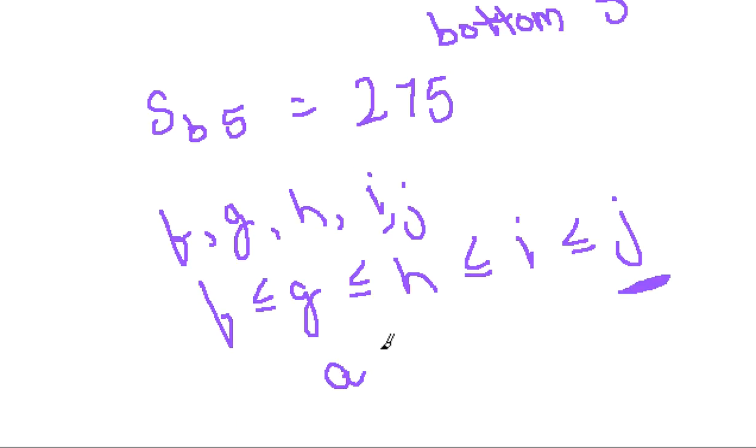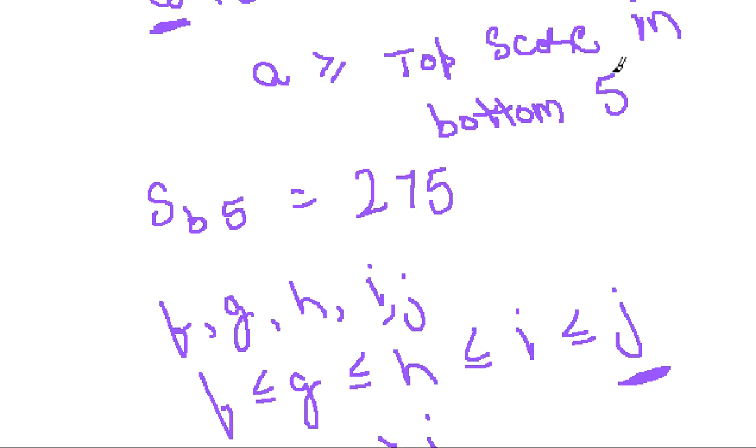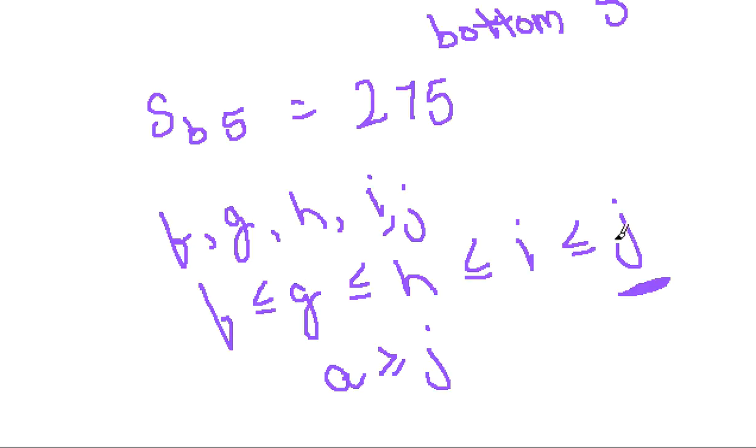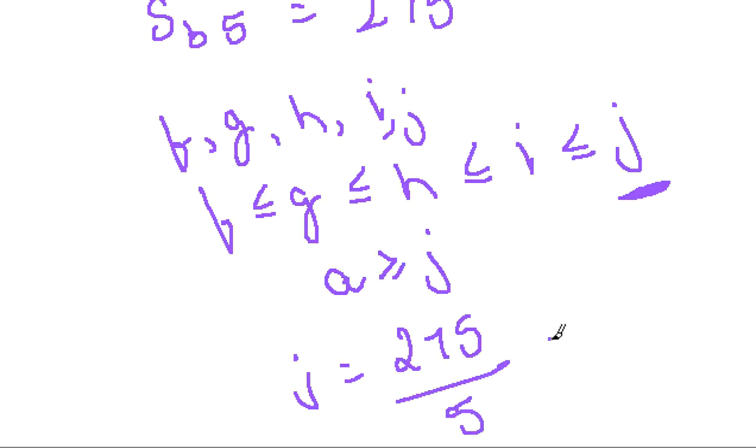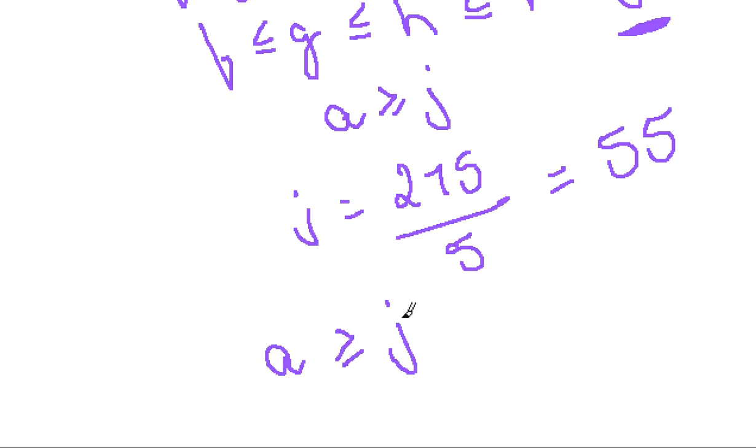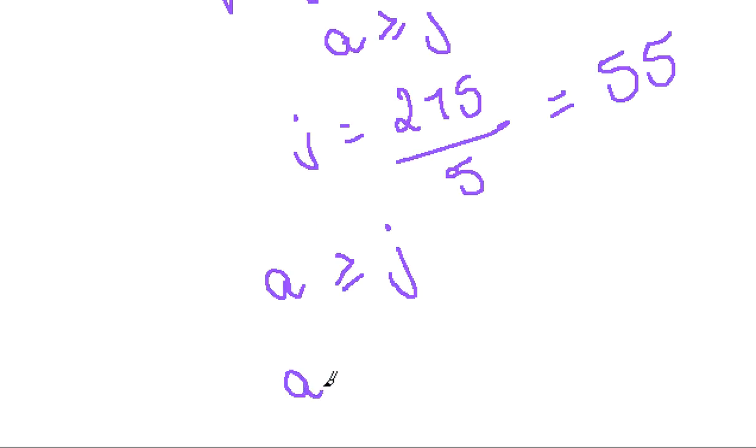Because we know that A is greater than or equal to J, that is the top score in the bottom 5. These are the bottom 5 and J is the top score in the bottom 5. So how will we minimize the value of J? If we put F equal to G equal to H equal to I equal to J, then only J will be minimized. So J will be nothing but 275, which is the sum of the bottom 5, divided by 5. This is 55. So now we know A is greater than or equal to J and we want to minimize A, so we will take A equal to J to minimize it and we put it as 55.